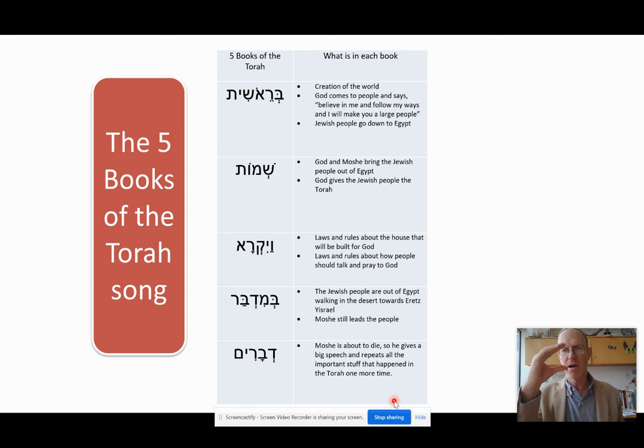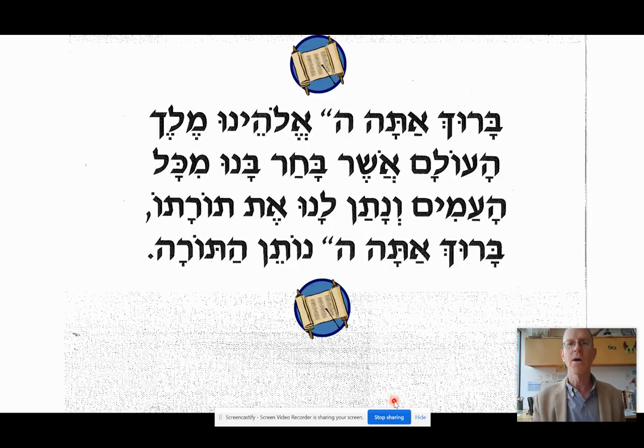So it's creation of the world into Shemot, which is getting the Torah, which is Vayikra, building the house of God, which is then traveling through the desert, Bamidbar, and then Devarim is the last speech of Moses before he dies. Okay, so after that, in the lower school only, we all sing the bracha for beginning the Torah reading.